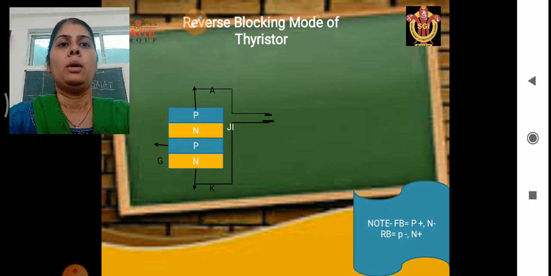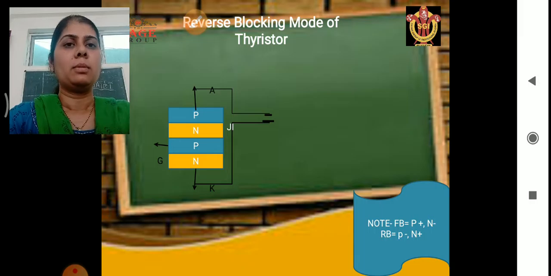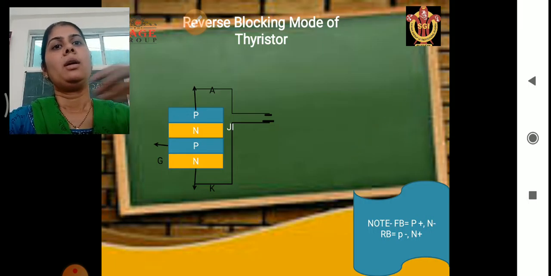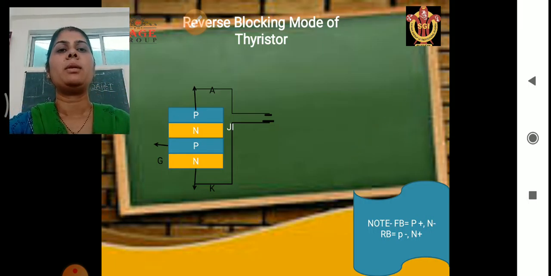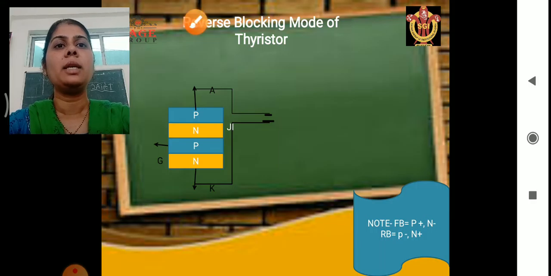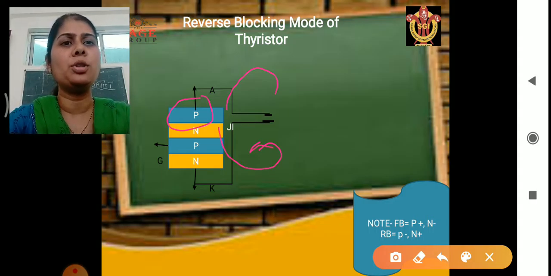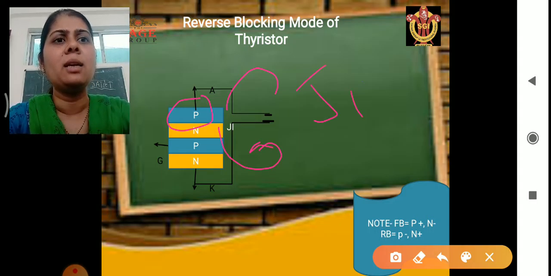Now, because it is in reverse connection, junction J1 is in reverse bias. Why? Because here the P-type semiconductor is connected with the battery's negative terminal and the N-type semiconductor is connected with the battery's positive terminal. That's why J1 is in reverse bias.